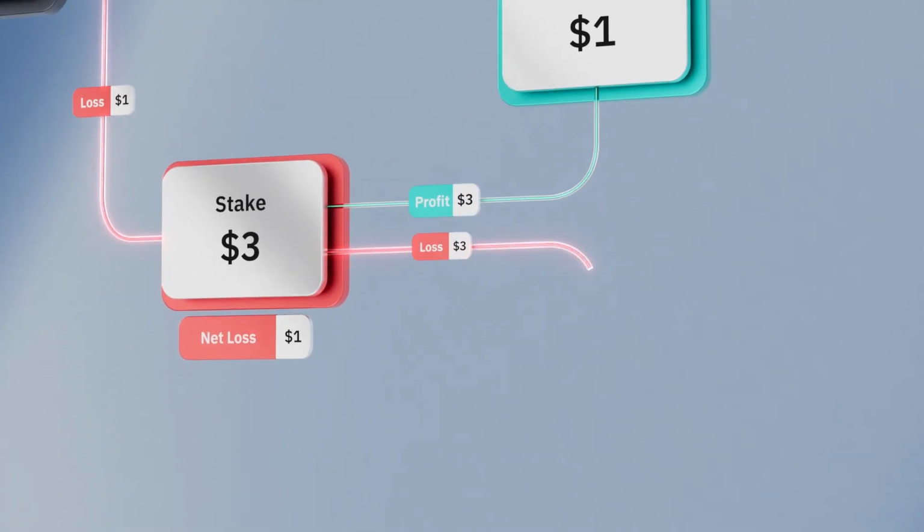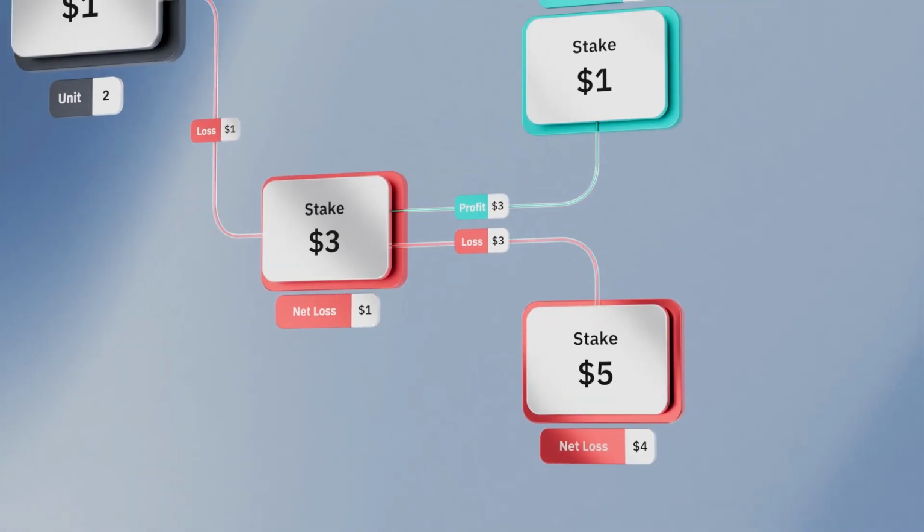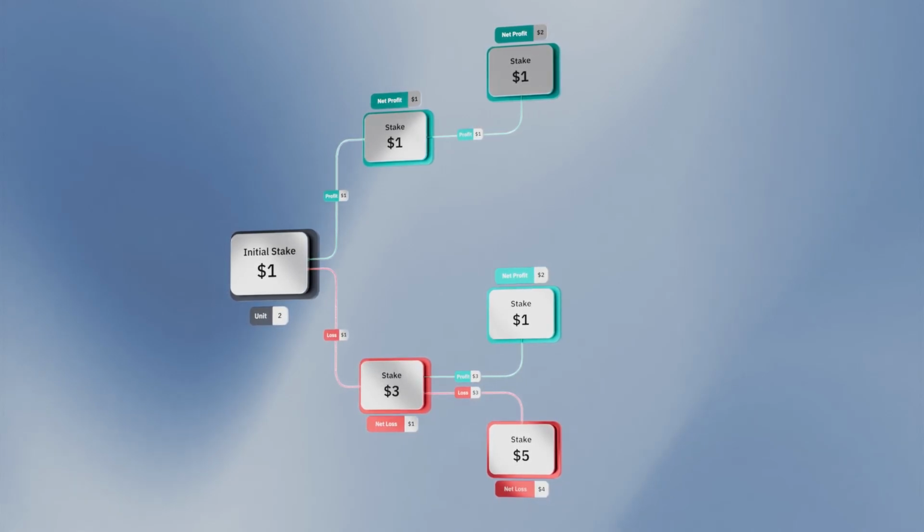Meanwhile, in every trade resulting in loss, 2 units are added to the stake for the next trade. This strategy aims to help you recover losses gradually and capitalize on periods of successful outcomes.